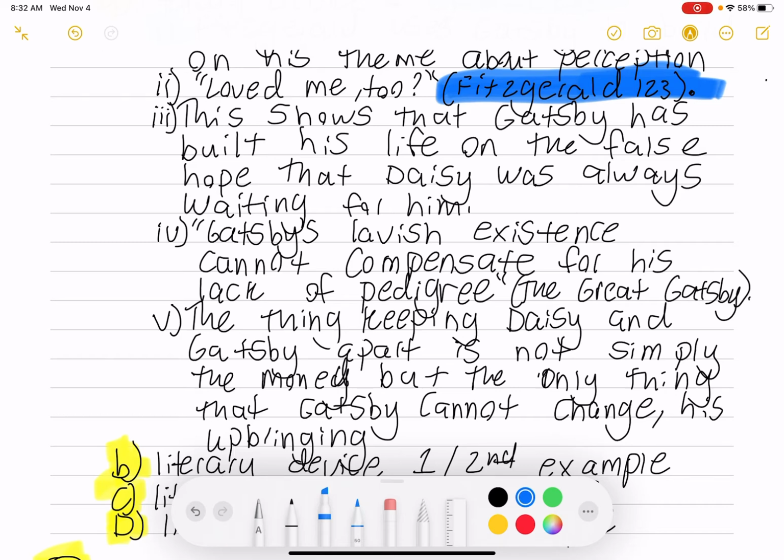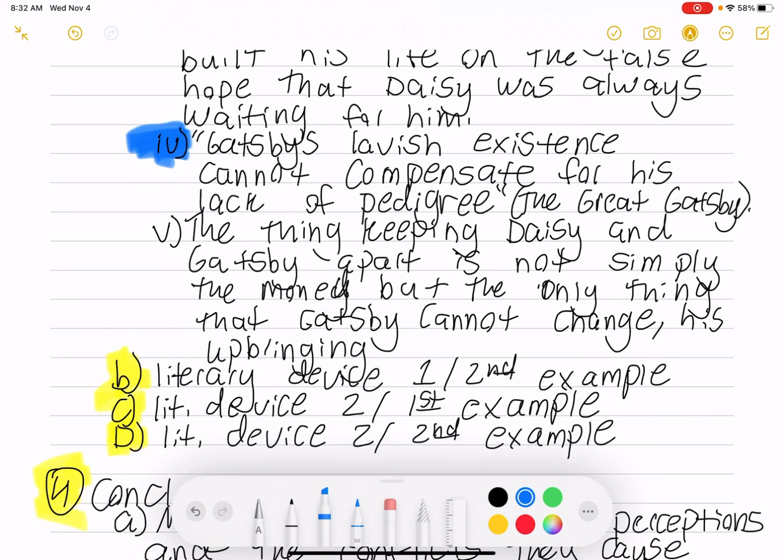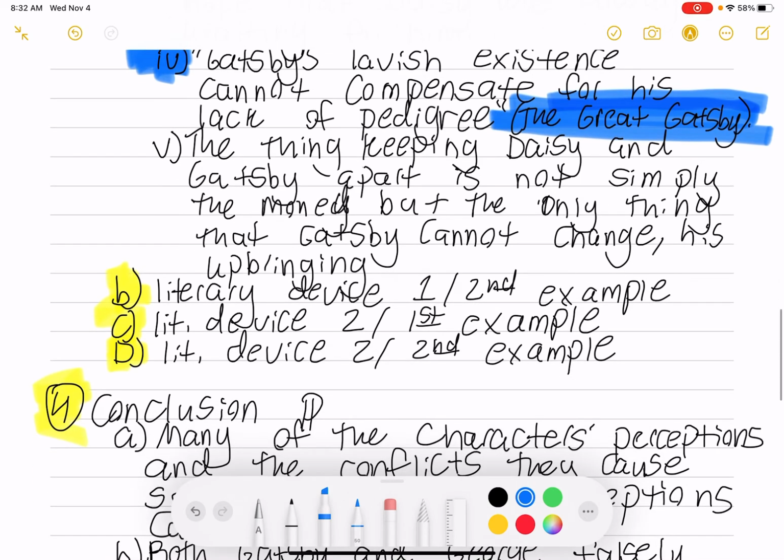Now what I'm going to do for 4, find a piece of evidence from the article about my book. And I said Gatsby's lavish existence cannot compensate for his lack of pedigree. I cited with The Great Gatsby. Again, there wasn't a specific author, and this was the first thing in the citation, The Great Gatsby, so that's how I cited it. And then I explained that. The thing keeping Daisy and Gatsby apart is not simply the money, but the only thing that Gatsby cannot change, his upbringing. And you are going to repeat that for the next 3 paragraphs.